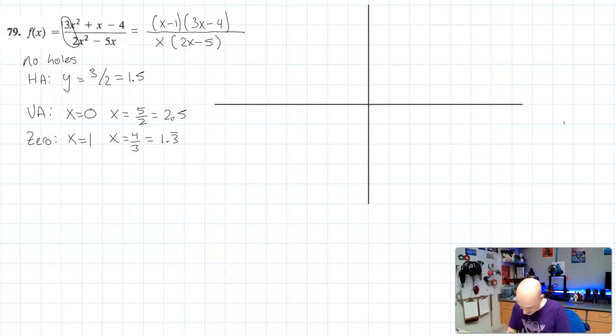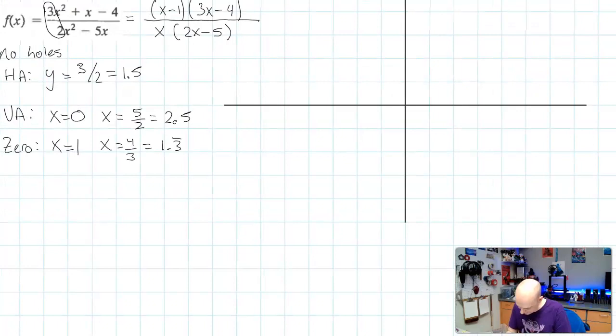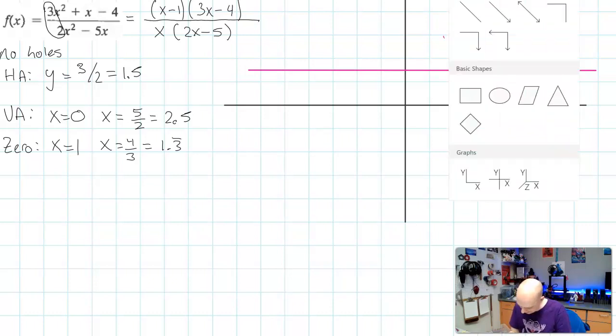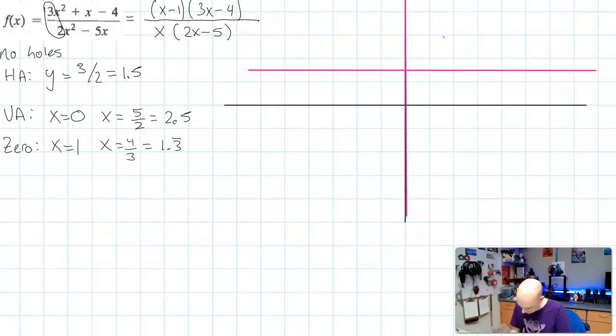Plot the horizontal asymptote at 3/2. I am going to use my line tool just to make it easier. So the asymptotes will be in, we've been doing them in pink. We'll keep them in pink here. Vertical at 0 and 2.5.